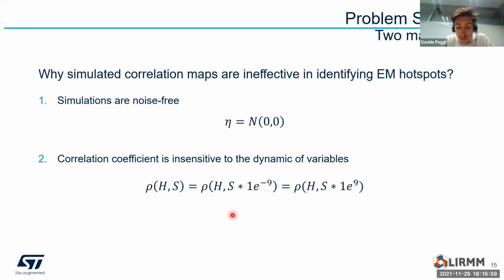Obviously, there is a reason behind this problem. The main reasons are, first of all, that simulations are noise-free. Experiments, instead, are polluted by a noise that could be assumed constant over the chip surface. And the second reason is that the correlation coefficient, which is the basis of the CPA attack, is insensitive to the dynamic of variables. That means that by simulation, we can retrieve a leakage even at a position where only a few nano or femtoamperes flow, which is obviously not the case in practice, because where we have only some picoamperes, we cannot exploit a leakage.